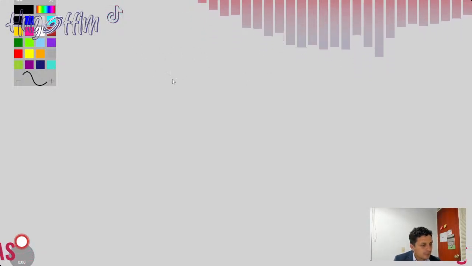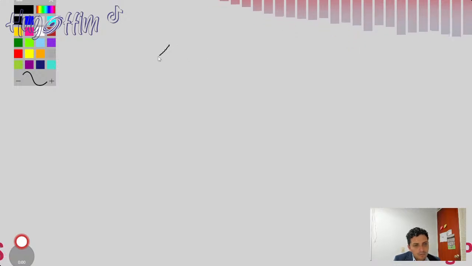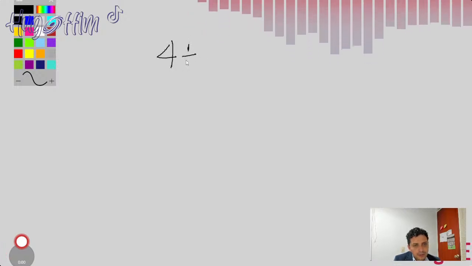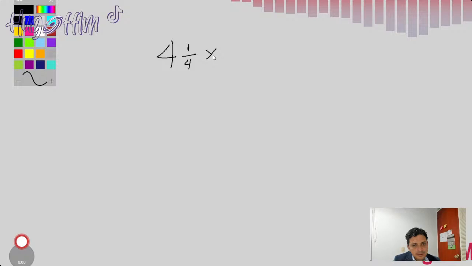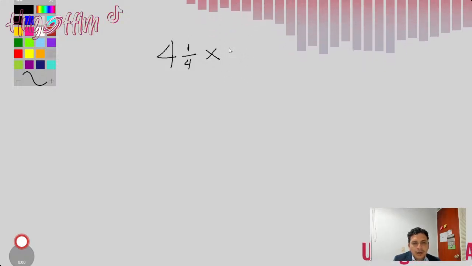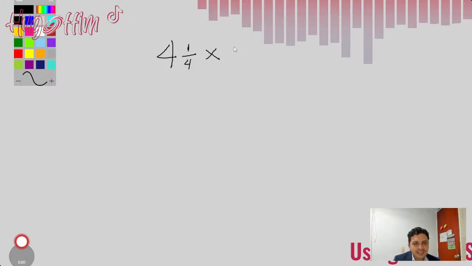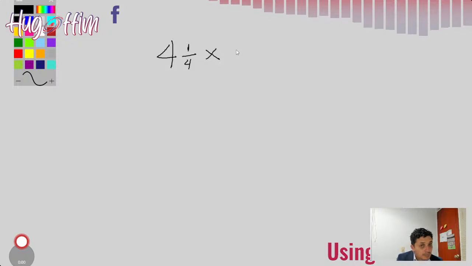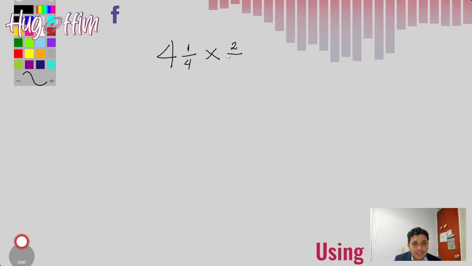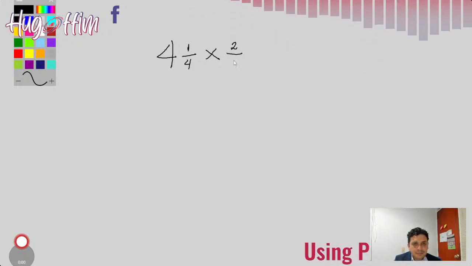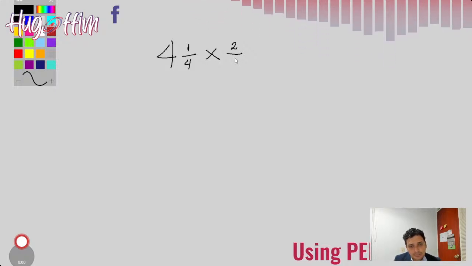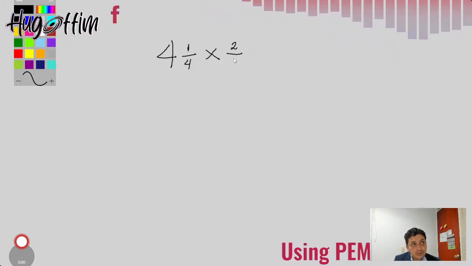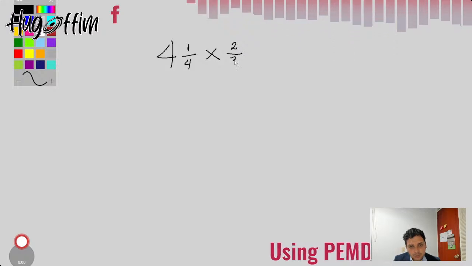Let's say that you have the operation 4 and 1/4 times, but I'm not going to put your example 2/5. I want to put another example. Let's put 2/9. Okay, yes, 2/3.